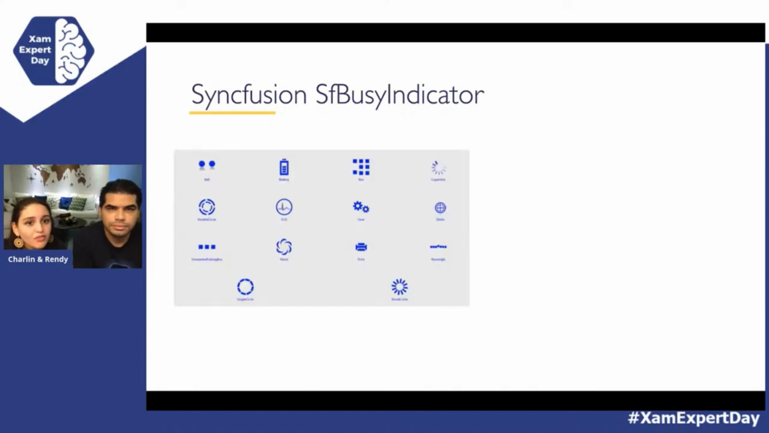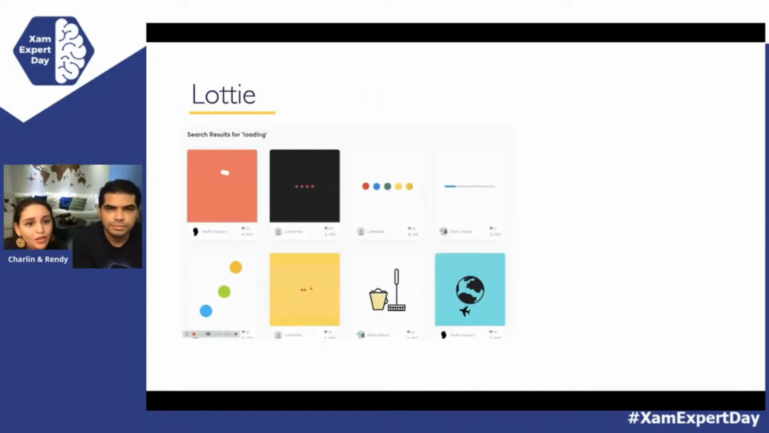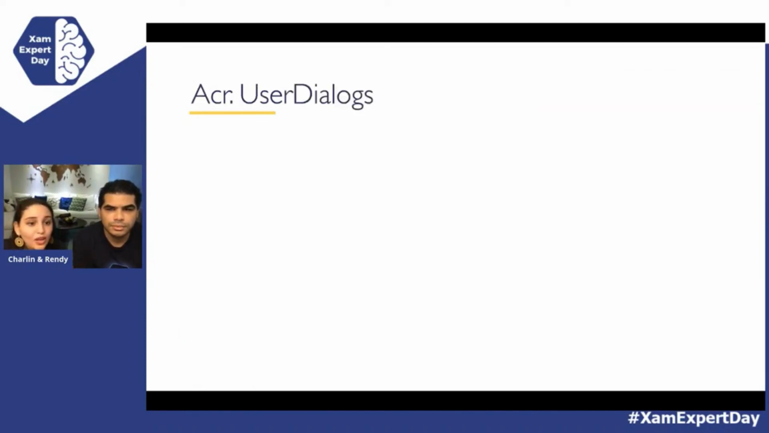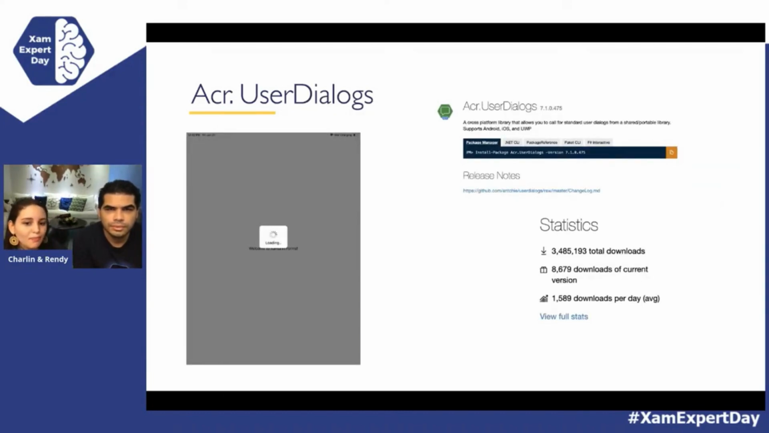You can use the Syncfusion SfBusyIndicator, and you just install the library, and they have a lot of good options. But you can also use Lottie, and you can create your own animation and add it to your project, or use one of the animations that is there. You can also use ACR User Dialogs, and I think this is one of the most famous packages. I think it's no longer supported, but the package is there. Yeah, and it's still working. I don't know what Alan did there, but it's still working, Alan.